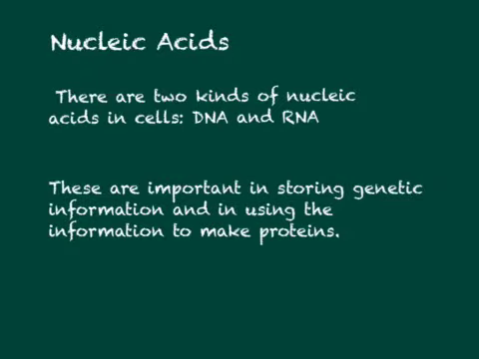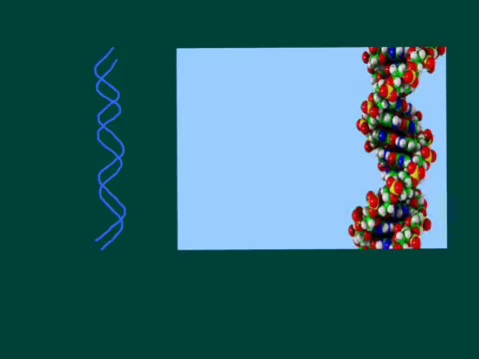And finally we come to our last group of big molecules, the nucleic acids. So there are two kinds of nucleic acids in cells, DNA and RNA. And these are important in storing genetic information and using that information to make proteins. Something we will study in much more detail later is the structure of DNA, but this is a DNA molecule, and it's twisted like this in the famous double helix structure.